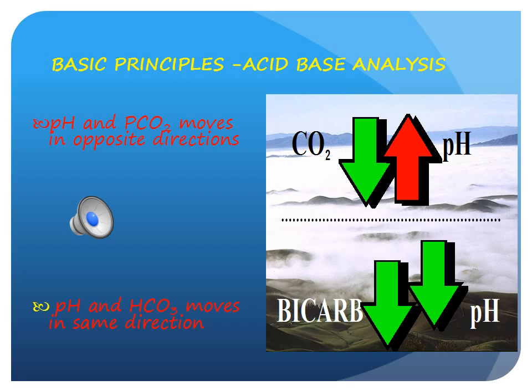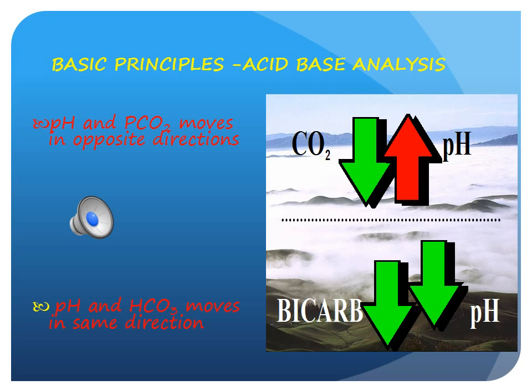Some basic principles in acid-base analysis is that pH and PCO2 move in opposite directions. For example, when you have a respiratory acidosis, we have acidosis. That means pH is decreased. And respiratory means it has to deal with the PCO2, carbon dioxide. So that's increased. So what happens? It moves in the opposite direction.